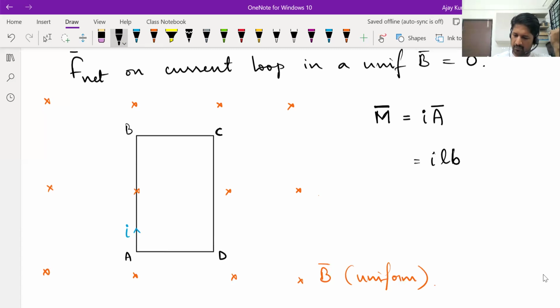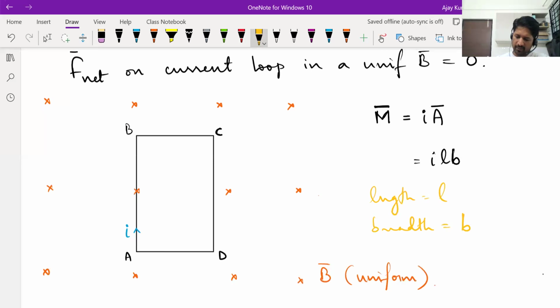On the entire loop ABCDA, the net force is 0. But one of you tell me, how much force acts only on the part AB and in which direction? The length of the rectangle is L. Breadth is B. How much force acts on the side AB? BIL, sir. BIL. Okay. The formula is IL cross B because the magnetic field is uniform.